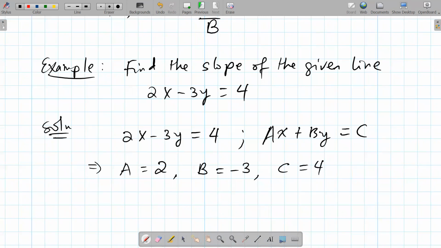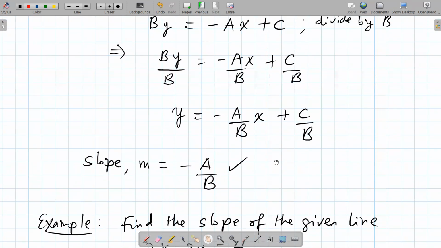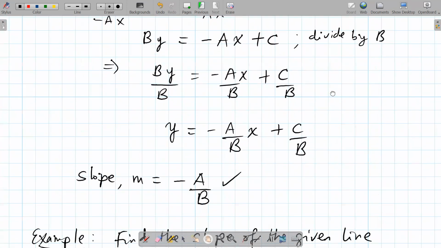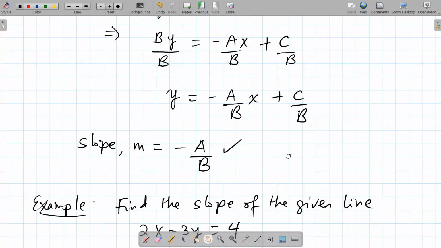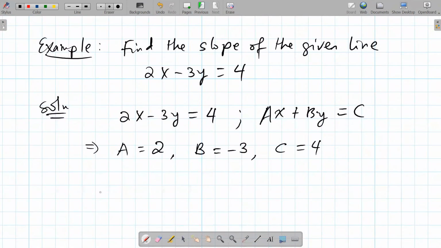Okay. So based on the demo, if you go through it, you see that the slope is nothing more than what? Your -a over b. Okay. So the slope is -a over b.